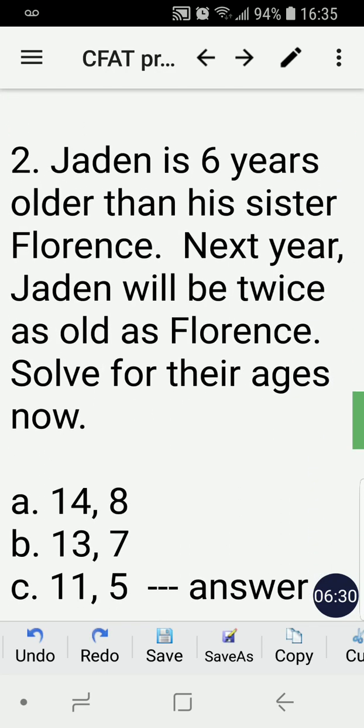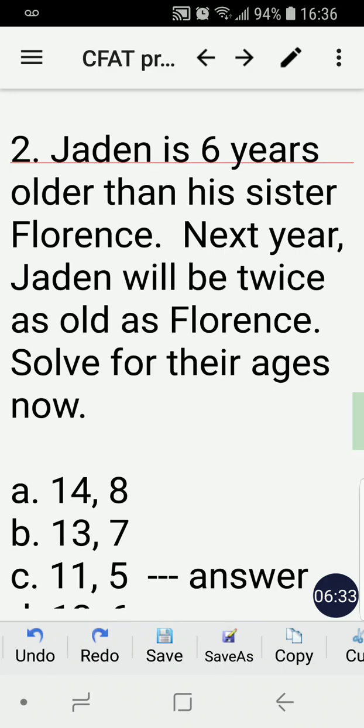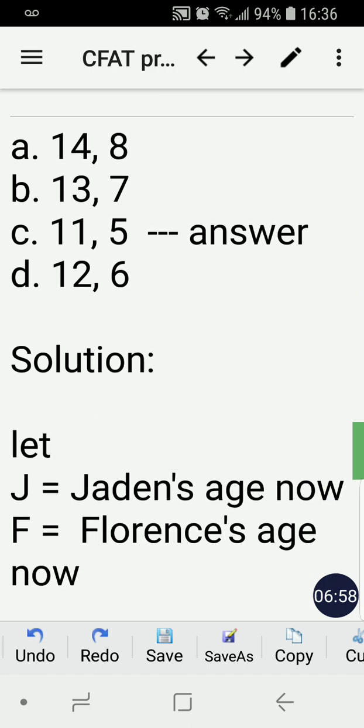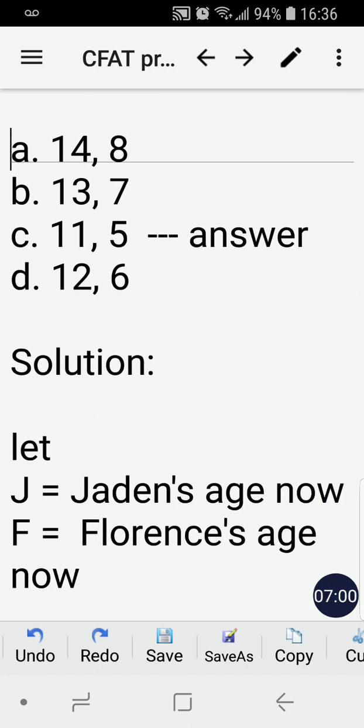Second problem is an age problem between two siblings. Number 2, Jaden is 6 years older than his sister Florence. Next year, Jaden will be twice as old as Florence. Solve their ages now. Here are the choices. The correct answer is letter C, 11 and 5.